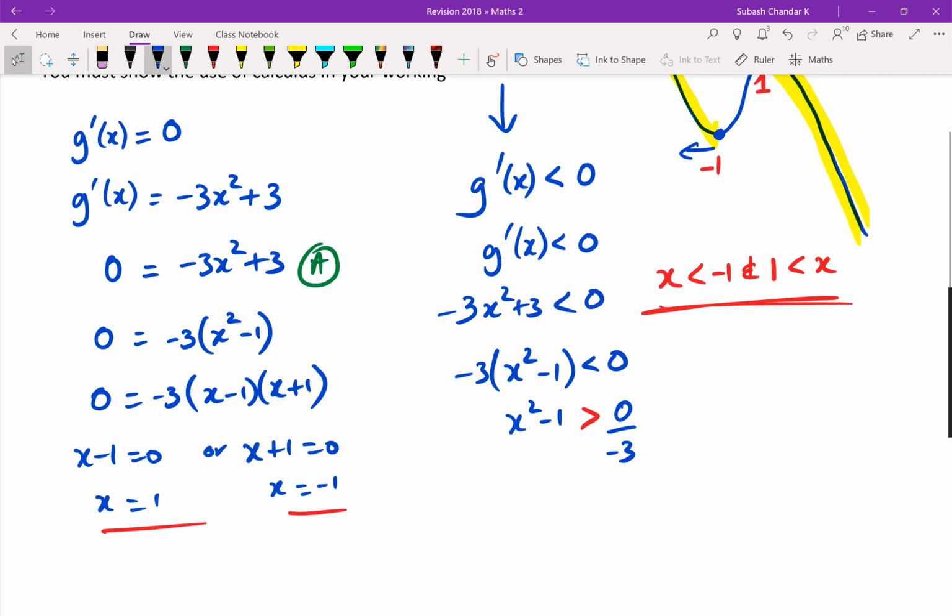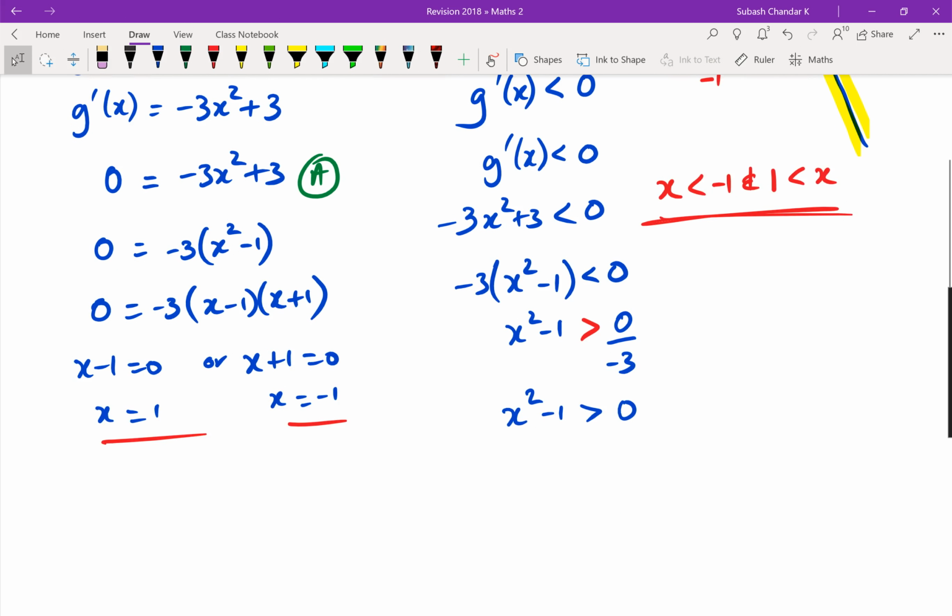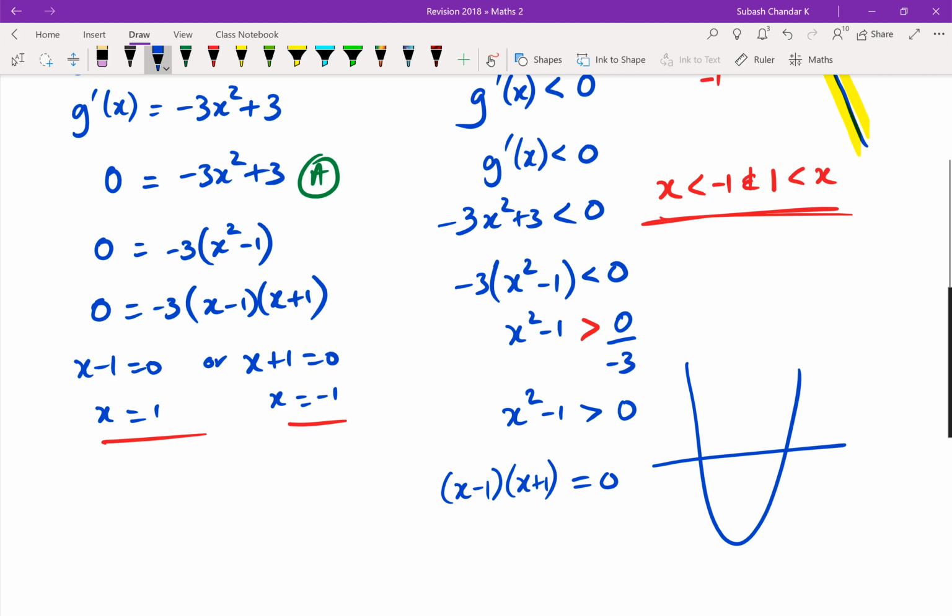So then this becomes x squared minus 1 is greater than 0. And guess what? You still got to factorize, because if we look at this as a graph, you're looking for when is x squared... actually, what I'm going to do is factorize this. So I've got x minus 1 and x plus 1 is equal to 0, because I want to try and find out what those 2 points are.